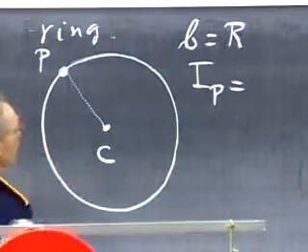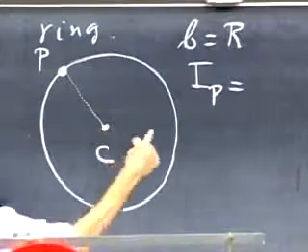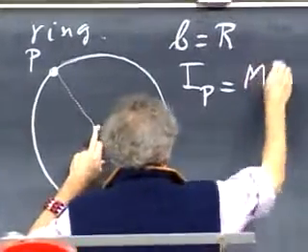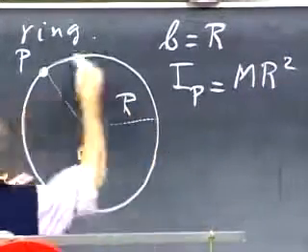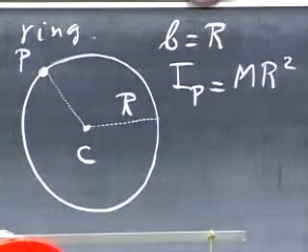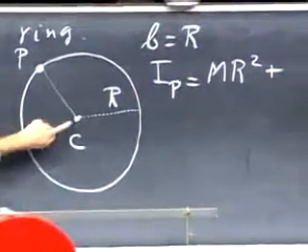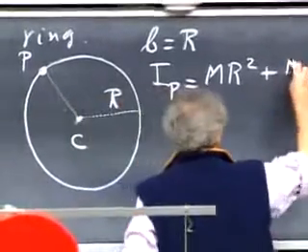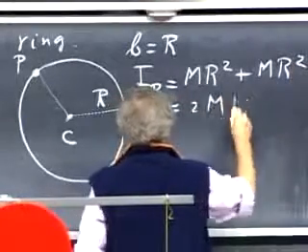Again, we have to use now the parallel axis theorem. It is the moment of inertia for rotation about this axis through point C, through the center of mass. That is mr squared. R is the radius of the ring, because all the mass is at the circumference, all at a distance r from the center of mass. And then we have to add to that, according to the parallel axis theorem, the mass times this distance squared, and this distance is r, so you get mr squared. So it is 2mr squared.